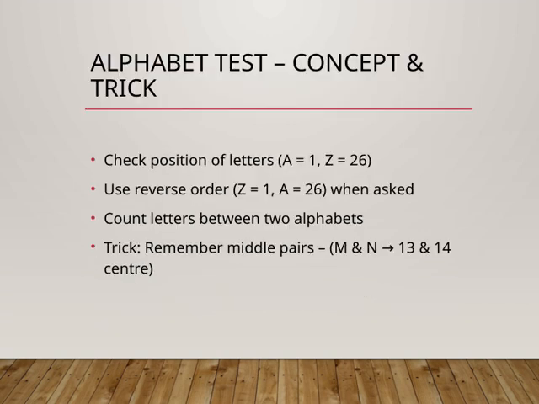Let's dive into the alphabet test, concept, and trick. First, we check the position of letters, where A equals 1 and Z equals 26. This helps us understand the basic numerical placement of each letter in the alphabet. When someone asks us to do the reverse, we switch the order, so Z becomes 1, and A becomes 26. This trick is useful for quick mental calculations and adds a layer of flexibility to how we interpret the alphabet.